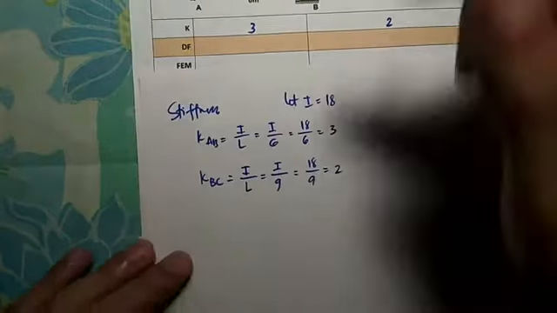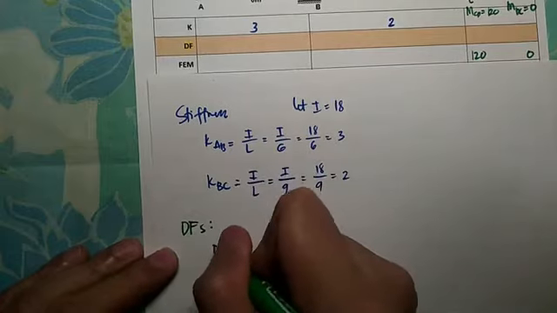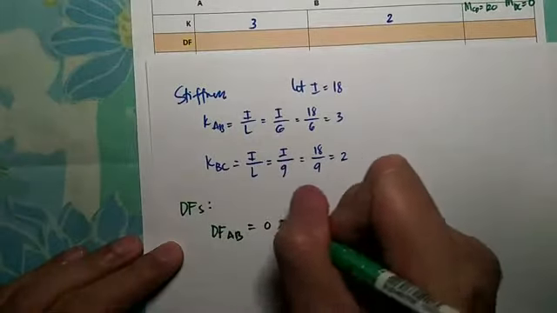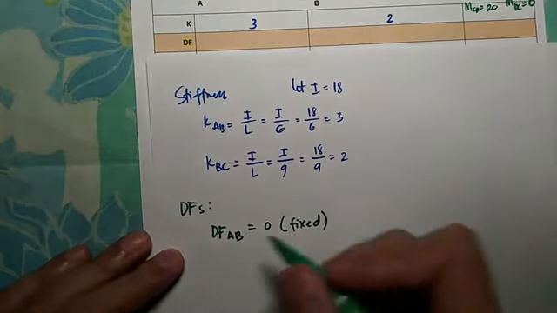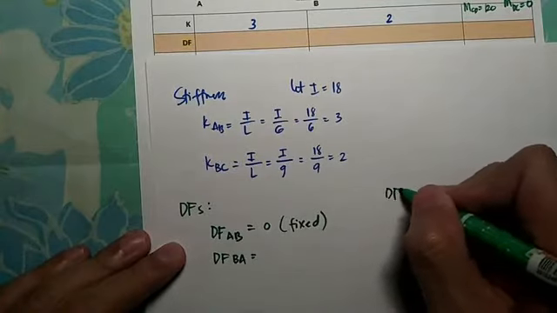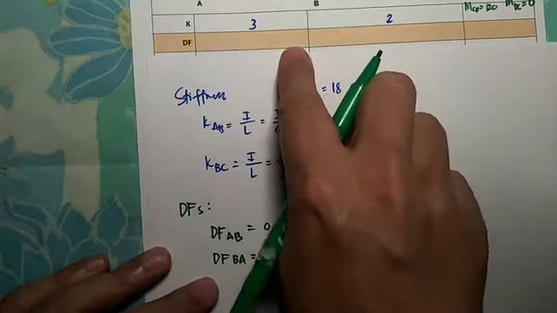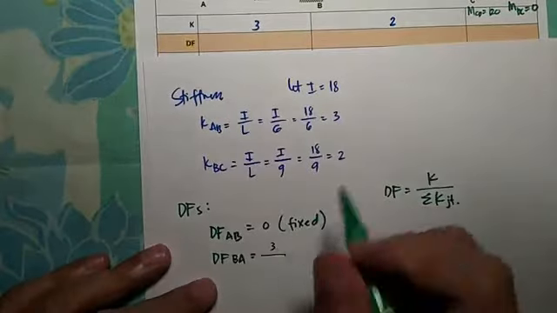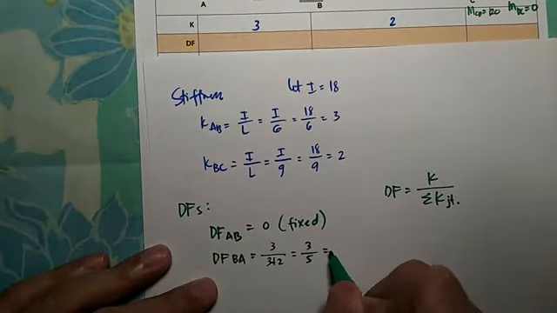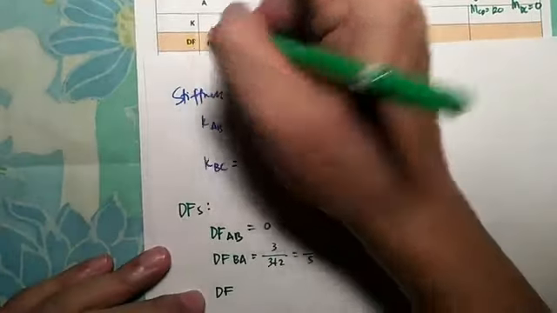Now, next is the distribution factor. What are the distribution factors or DFs? The DF here on member AB, again, this is fixed, so therefore that is 0, because it's a fixed end. Next, how about the DF on BA? What is the definition of the DF again? DF is just the stiffness divided by the summation of the stiffness at a joint. So for BA, the stiffness there is 3, divided by the stiffness at the joint, 3 and 2. So that's 3 over 5, which is 0.6. So this is 0, and this is 0.6.